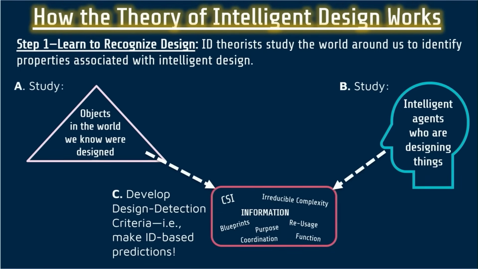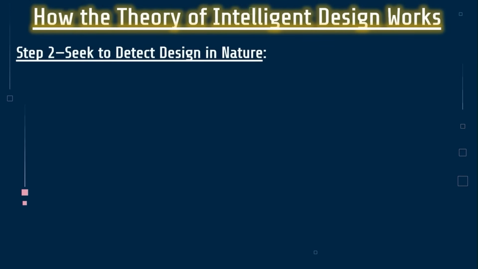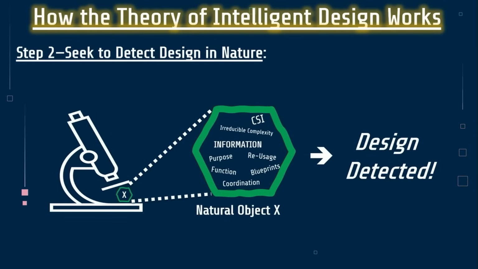So we have all these design detection criteria, and we can then go out and seek to detect design in nature. So what does that look like? Basically, we study natural objects, and we say, okay, we're going to study this microscopic feature under the microscope, and we're going to see if it has these design detection criteria. Do we find complex and specified information? Do we find irreducible complexity? Do we find high information content, purpose, function, coordination of parts, blueprints, reuse of parts? These are all hallmarks of design and things that tell us that something was designed. And if we find these different properties, and these criteria are met, we can say that we are detecting design.